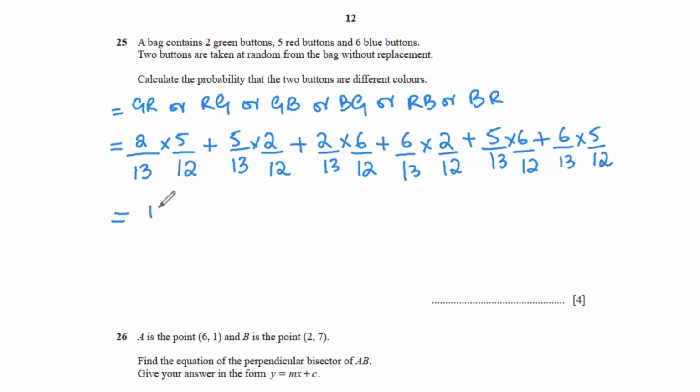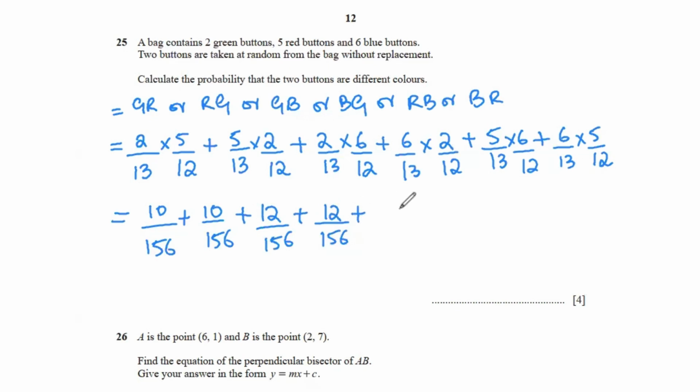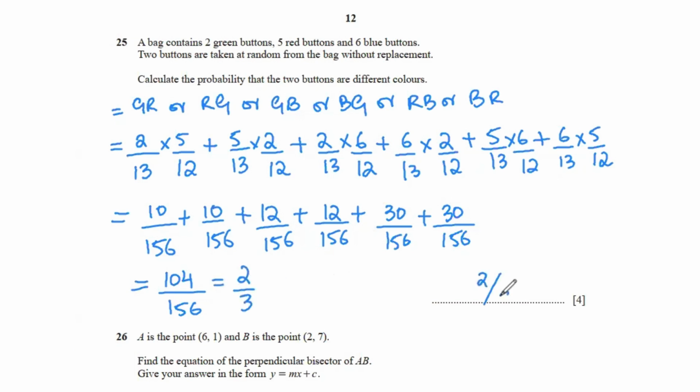So that's going to be 10 over 156, plus again 10 over 156, 12 over 156, same gets repeated, and lastly it's 30 over 156 twice. So this all adds up to 104 over 156, which can be simplified to 2 over 3. So that is your simplified probability of getting 2 buttons of different colors.